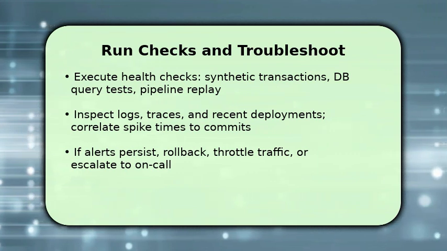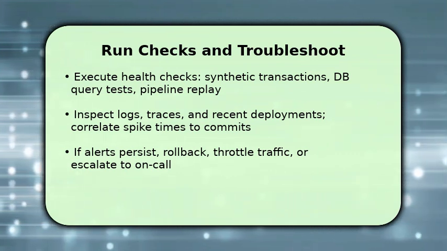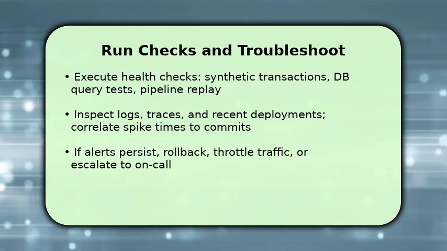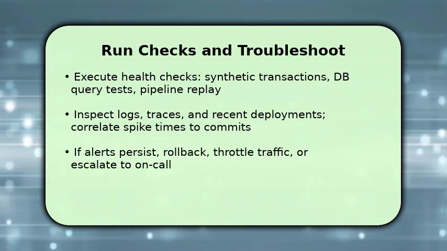If problems continue, make a controlled rollback or throttle traffic while you escalate to on-call. One key tip: if alerts persist after fixes, clear cached metrics and rerun tests.